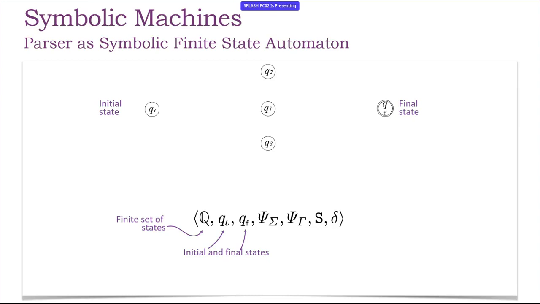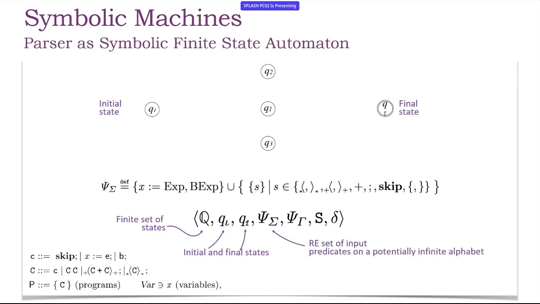So we have a finite set of states, we have an initial and a final state, then we have a recursively enumerable set of input predicates on this potentially infinite alphabet. So if, for example, we have our language, which is the regular language on the bottom of the slide, then the predicates are just the possible predicates for the language. So an assignment, a guard, or any symbol we have in the language.